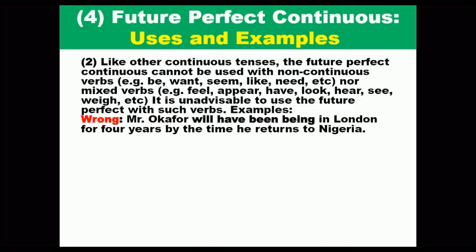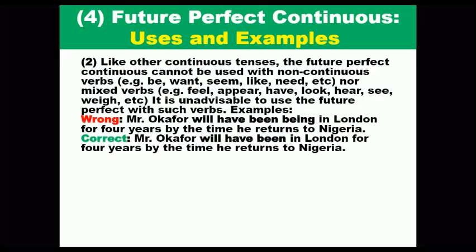It is wrong, for example, to say Mr. Okafor will have been being in London for 4 years by the time he returns to Nigeria. You know, being, B-E-I-N-G, is the continuous form of be. We can't use it in this way. The correct thing to say is that Mr. Okafor will have been in London for 4 years by the time he returns to Nigeria.